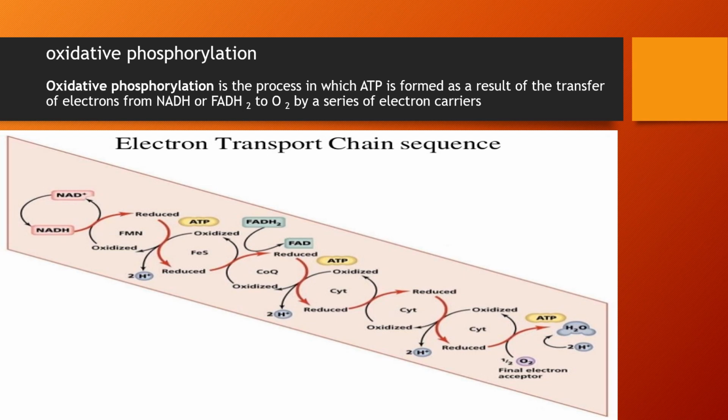I told you while explaining the electron transport chain, energy is released at various stages, and that energy is utilized to synthesize the ATP molecule. So oxidative phosphorylation means nothing but the production of the ATP, the synthesis of the ATP by consuming the energy released during the transfer of electrons from reduced substrate to the molecular oxygen.